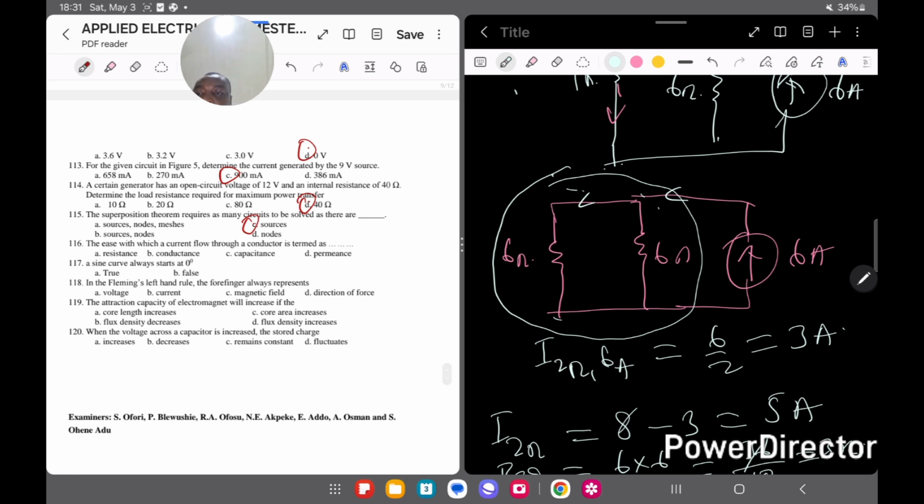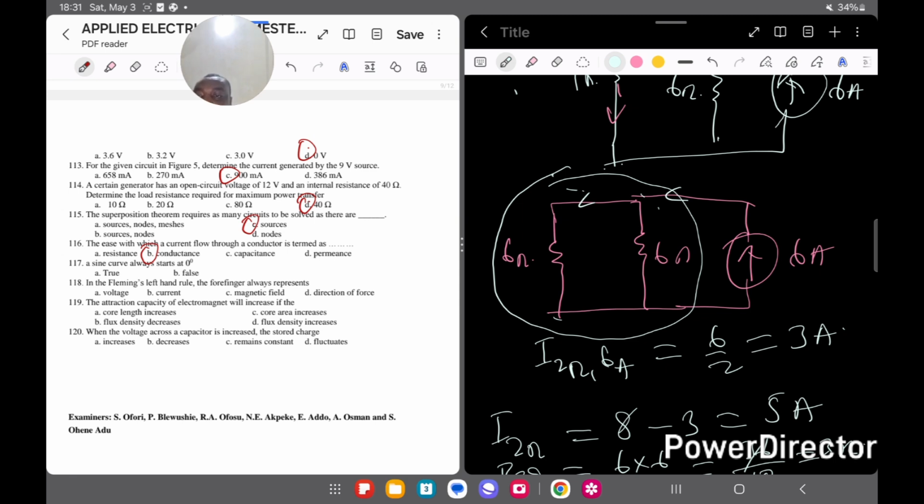116. The ease with which a current flows through a conductor is termed as conductance, right? So if current passes through a material or a conductor easily, we say it's a good conductor, right? We allow current to pass through easily. So that's what we mean by conductance. So the answer here is B.